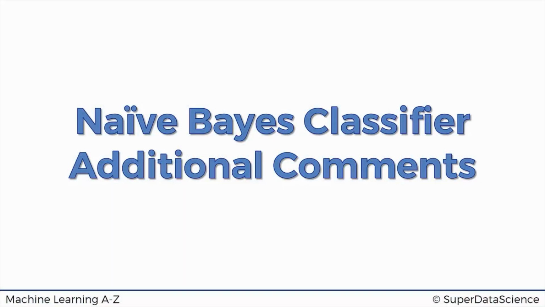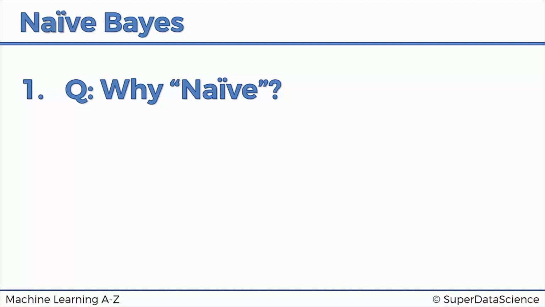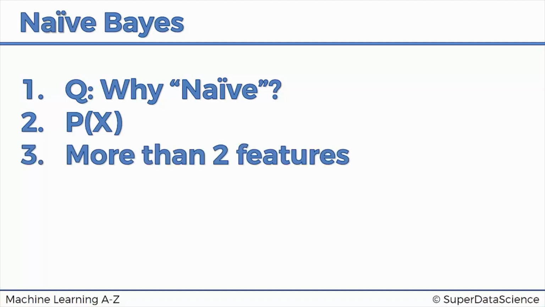Today we're going to cover off some additional comments about the naive Bayes classifier. Alright, so let's have a look. Today we're going to talk about three things. Number one is the question, why is it called naive? Number two is the P of X and how we can potentially drop it sometimes. I'll show you a quick shortcut. And number three is what happens when there's more than two features involved in your dataset. Alright, so let's get started.